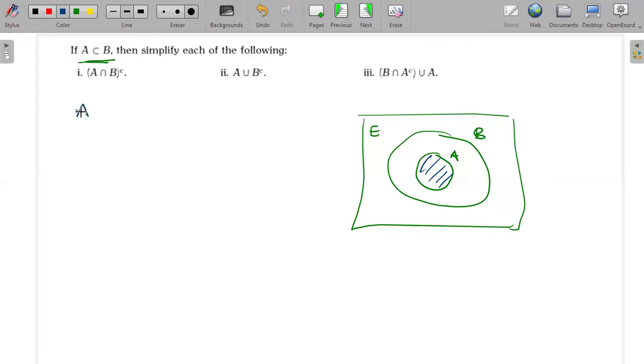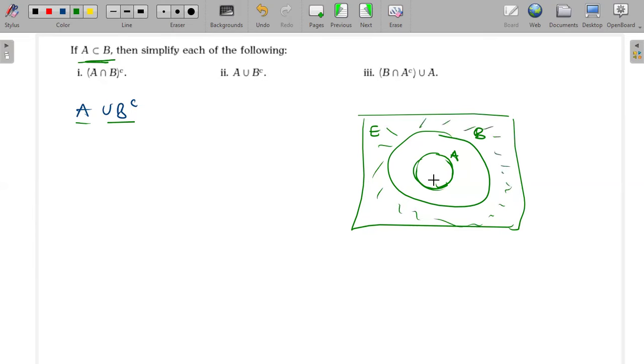Next, you have A union B complement. Okay, so what is this going to be? Let me draw this. Now you have A union B complement. First you find B complement. What is B complement? You're looking at elements that are not in B but are sitting in the universal set. So those are elements that are outside there. They're not in B but they are there outside.